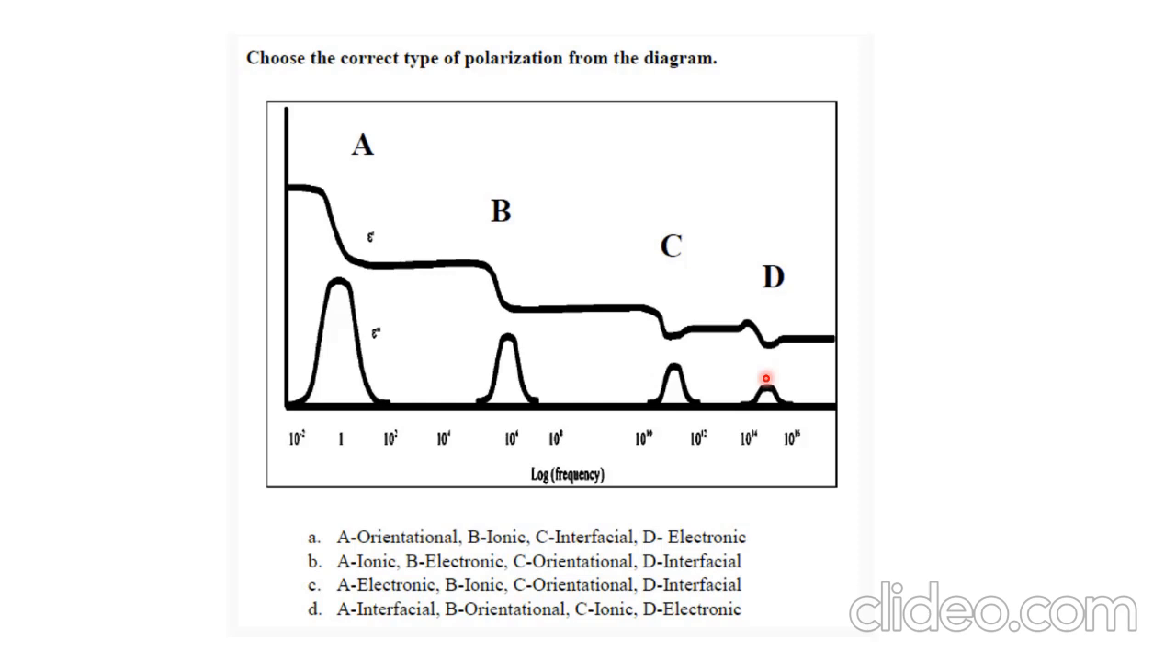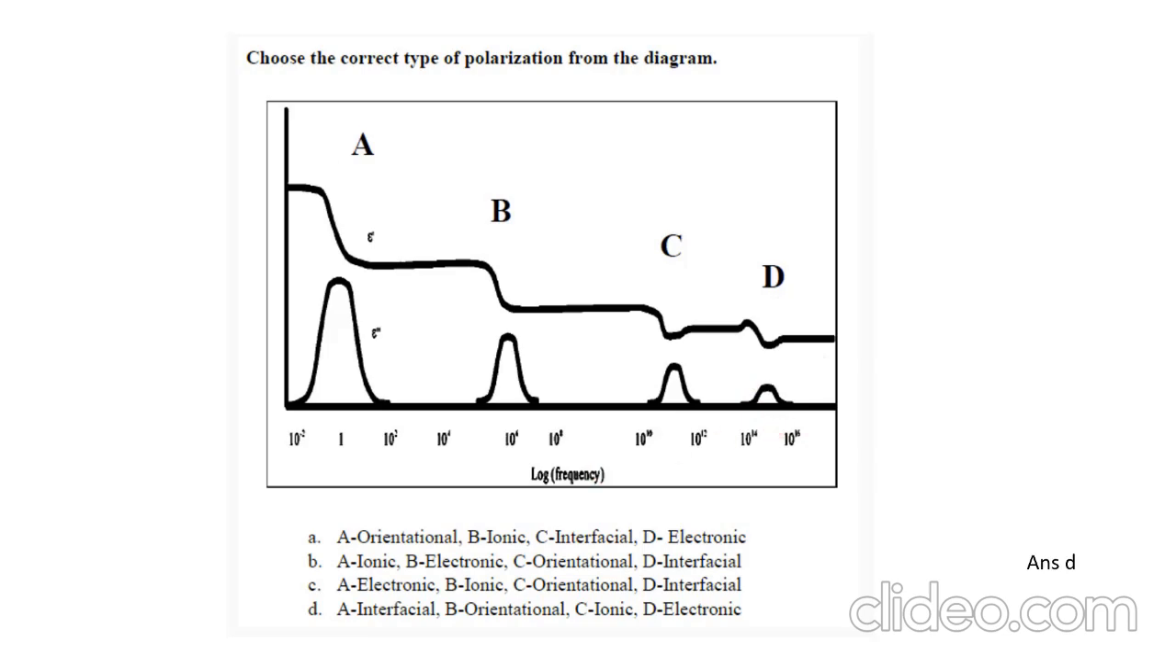D, you are saying B or D? B. Okay. I am afraid that is not the answer. Yes. So interfacial is the A, and then orientational, then ionic, and then electronic. Electronic gives a signal at very high frequency. So D is the correct answer.